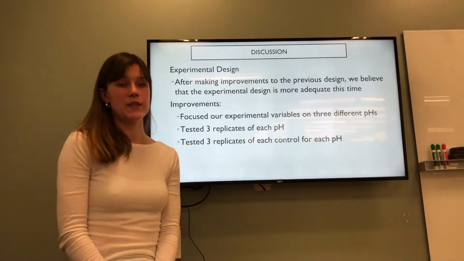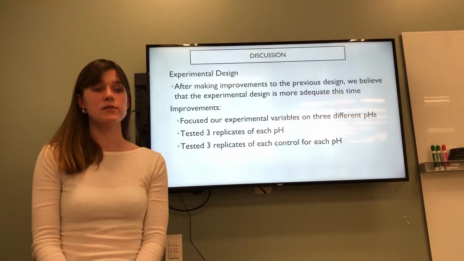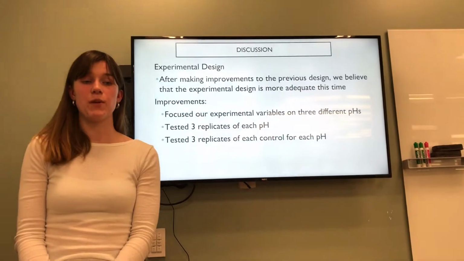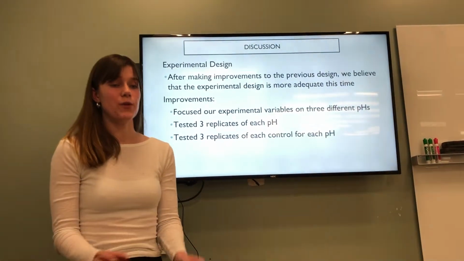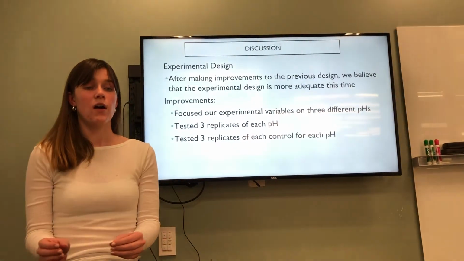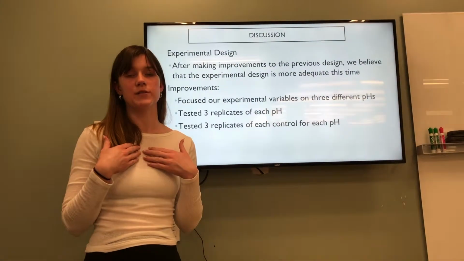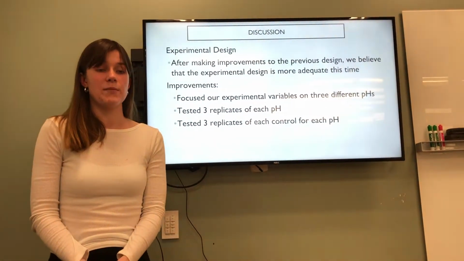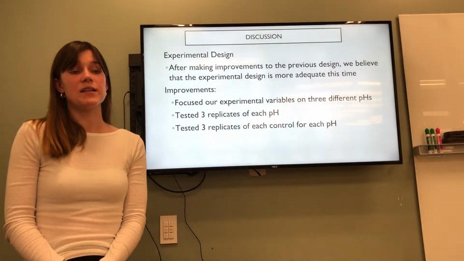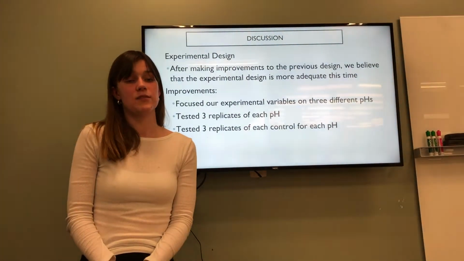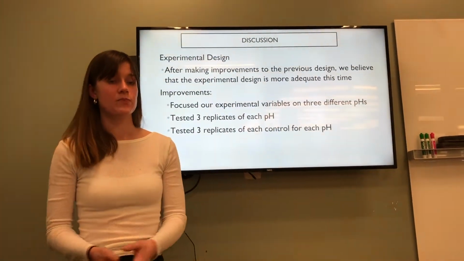We focused our experimental variables on 3 different pHs. We also tested 3 replicates of each pH and 3 replicates of each control for each pH. We were able to focus our pH on 3 pHs based off of the results of other groups and our previous trial, which showed little to no enzyme activity with acidic pHs below 7. Based on other groups' data that tested pH, they saw most enzyme activity at pH 9, like us, who saw most activity at pH 9.